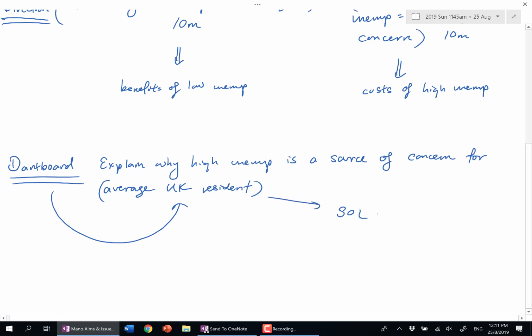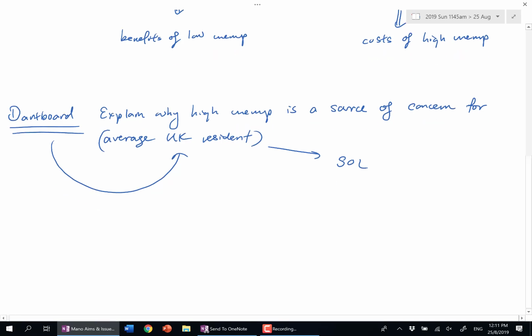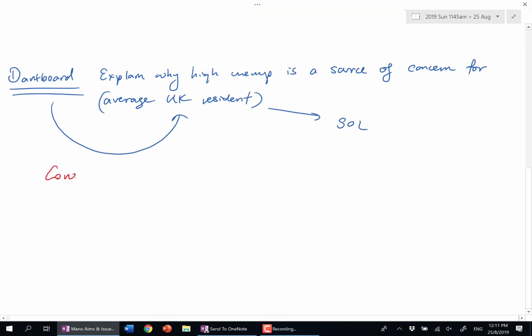That means all your points have to be about standards of living. That's how easily they can tweak the context to make what would otherwise be a memory exercise a bit harder for you. Okay. So let's say you talk about consequences of high unemployment.